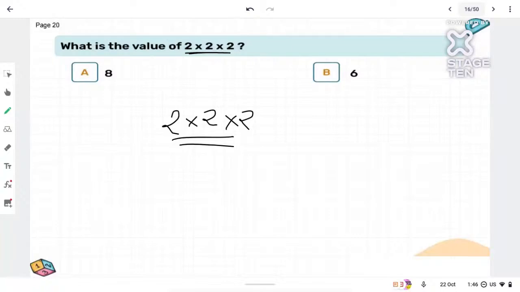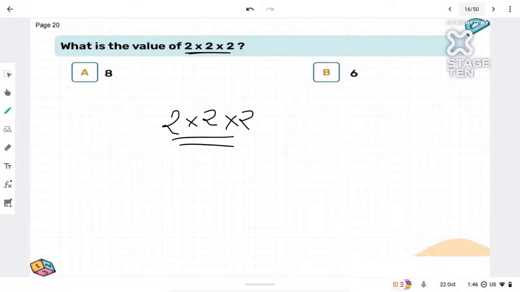2 into 2 into 2. What is the value of this number? Tell me. It's easy, right? Just simple multiplication. Try to do some multiplication and you'll get the answer. 2 into 2 into 2. What could be the possible answer to this? Think about it. Easy question, right? Tell me in the chat box.